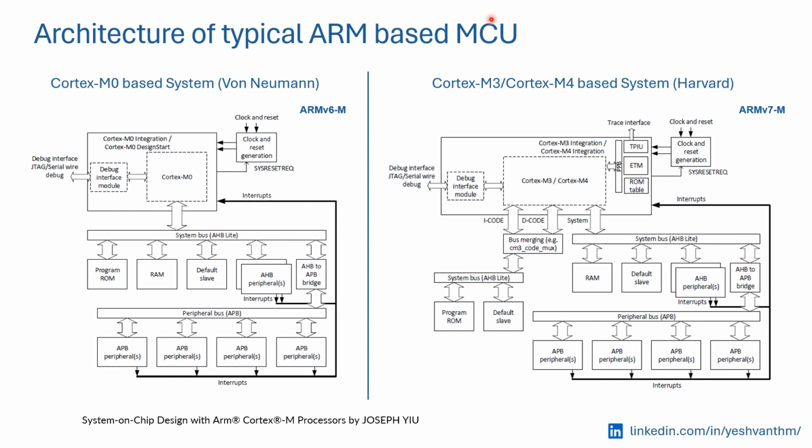Now on the right hand side, we have the Cortex-M3 or Cortex-M4 based system, which is based on the Harvard architecture, and it has separate buses for accessing program memory and data memory. This type of architecture offers higher performance and can be used in time critical and soft real-time systems. In this video, we will be looking at integrating both the M0 and M3 based systems into our design.